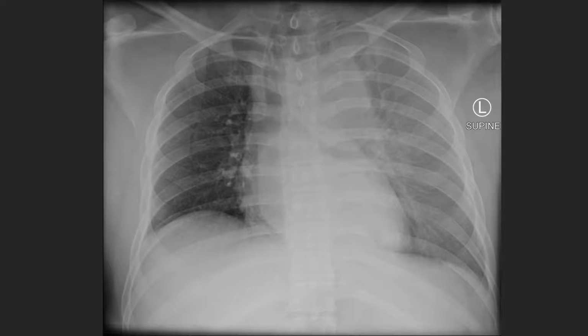And if this is the case, we want to look for mass effect. Observe how the trachea is being pushed to the right and deviated from midline by this abnormality. Also note how the left main stem bronchus is being pushed inferiorly, how it has a sagging appearance.